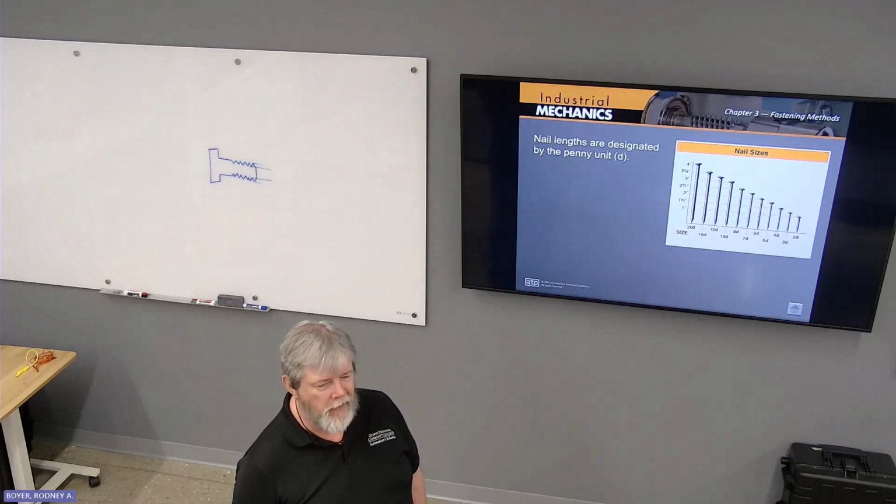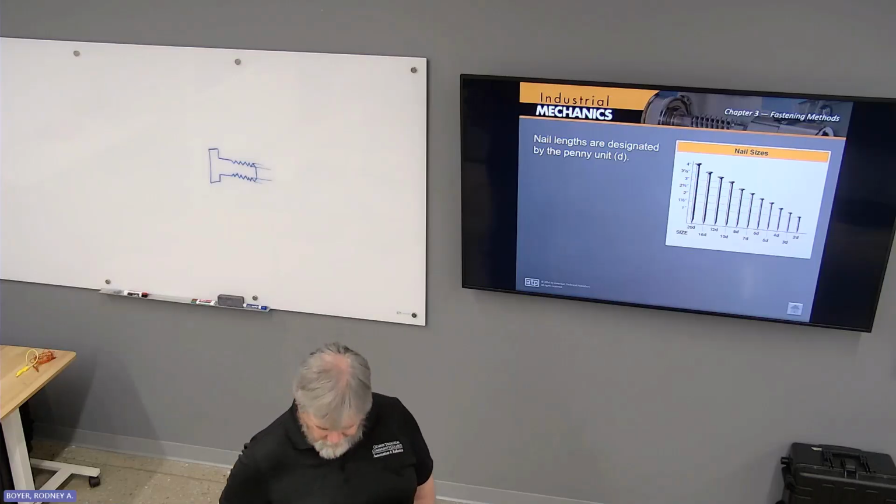The historical price was 100 nails in pennies. So 100 nails that cost 10 pennies were 10 penny nails. And basically, in the typical way it works, it denotes the length. Okay, so it's close.